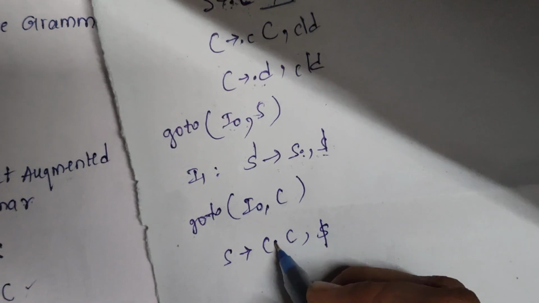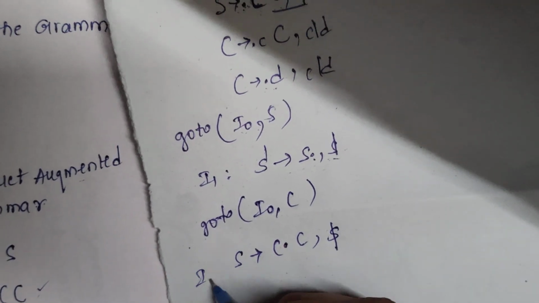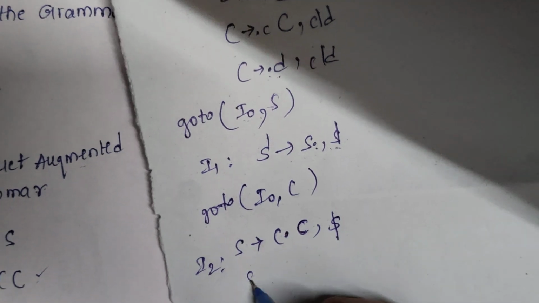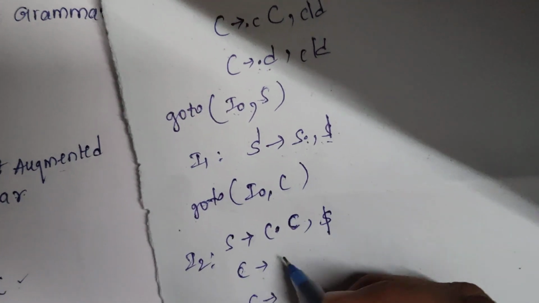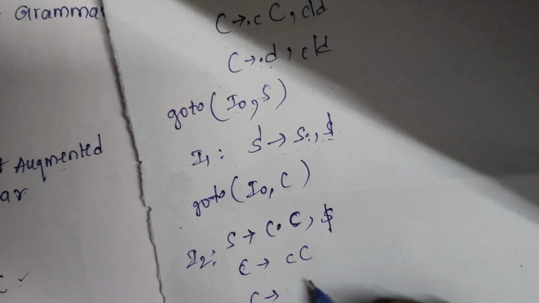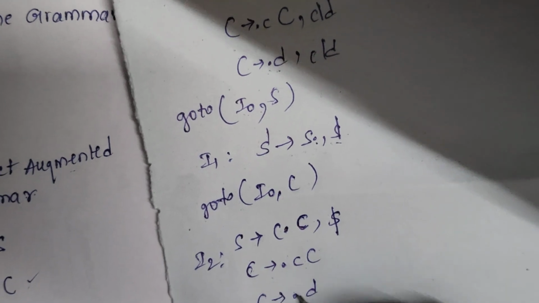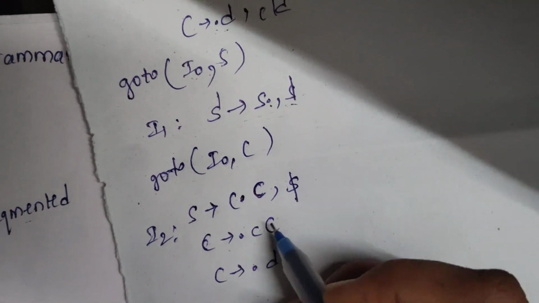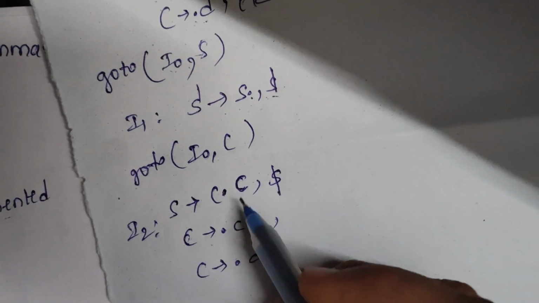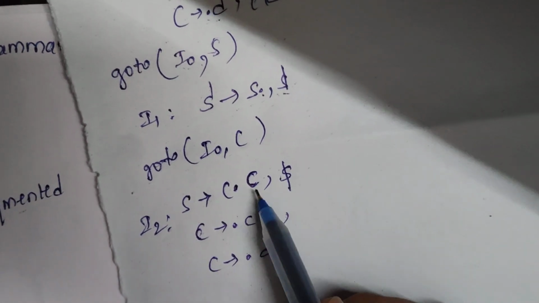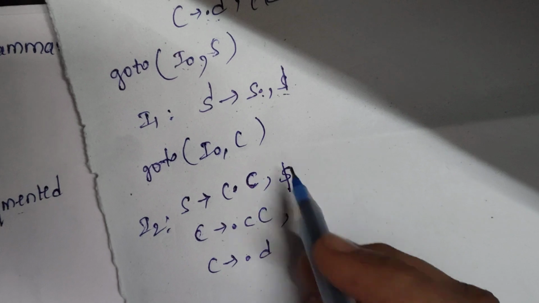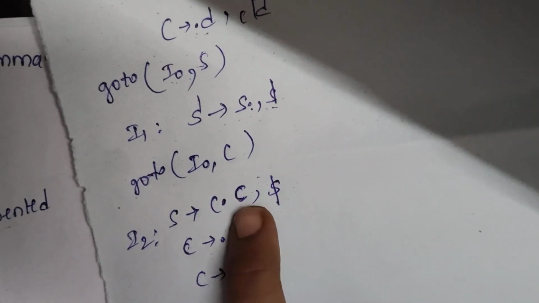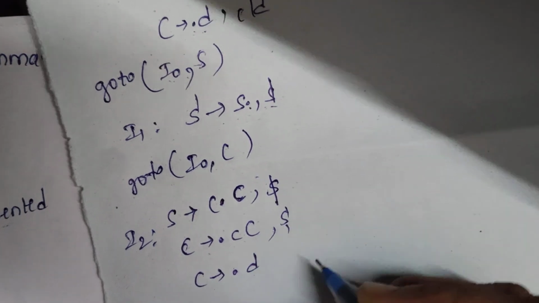Okay. Next, now this will be I2. Dot is following non-terminal capital C, so we need to write all the C productions. What are the C productions? C produces small c C and D. Before the production, we'll write the C productions, and for calculating the look ahead symbol, first of we don't have anything. First of dollar is dollar only, so write the dollar.